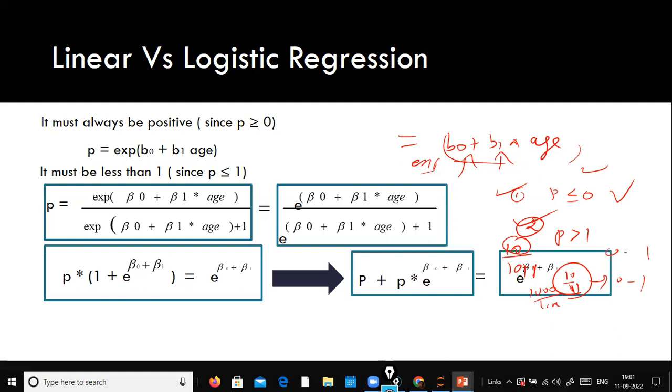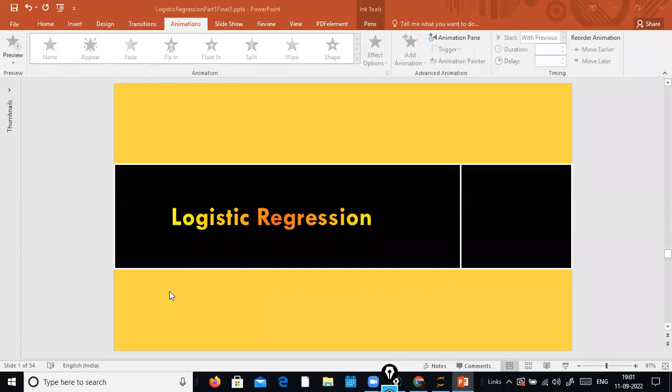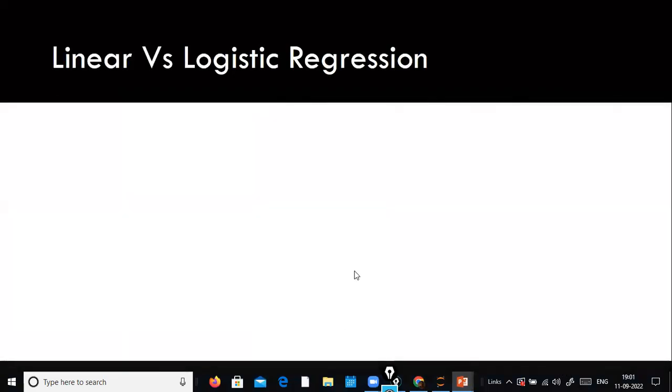Let me do one thing. I need to improve my handwriting.